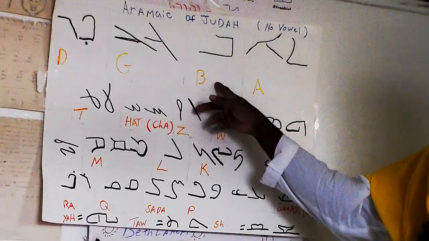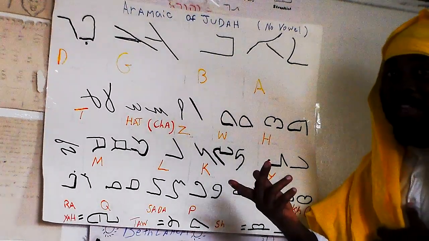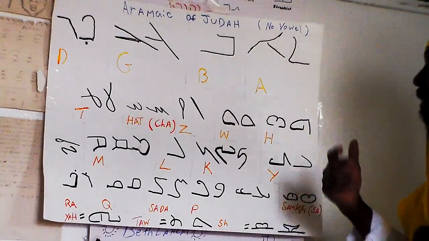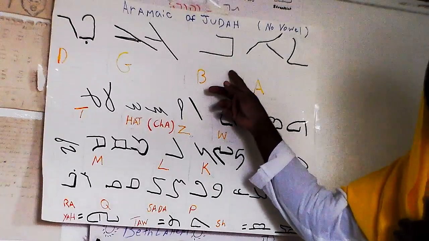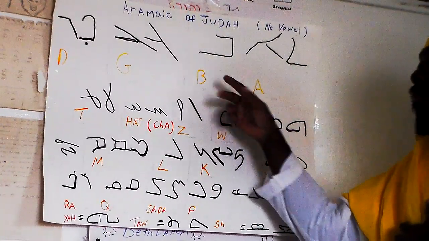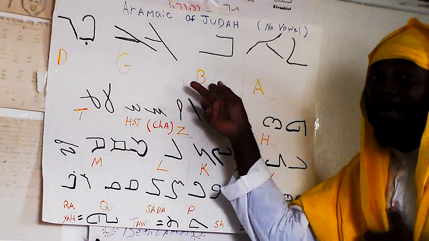Ba. That's what they call it, like you say, ba, or bet, it's bit. Where they used to say bit, this is ba. With vowels, they say bit, but with this, it's ba.